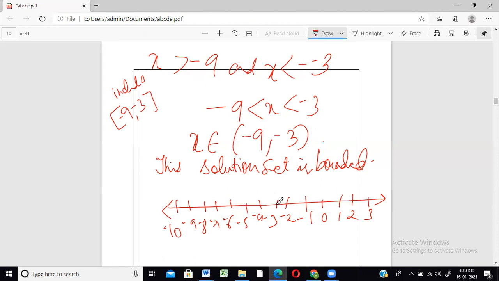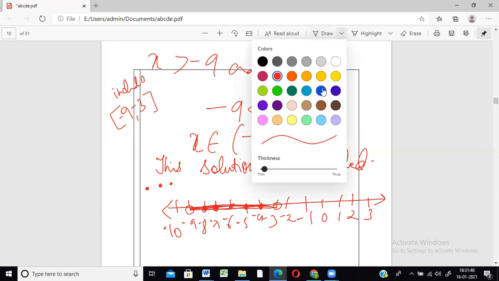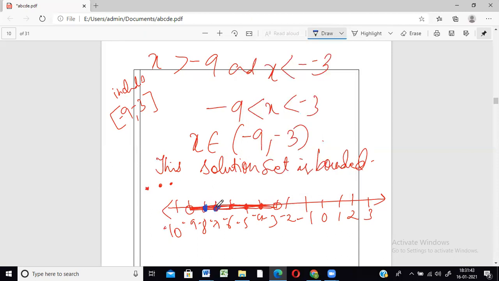And as I said in the previous sum, we will use these circles since these two are not included, and all the values which are included are these values. So these two values are not included, and the points can be dotted as I said in the first one. Whatever is included you can mark with the dark circles, like this. तो यहाँ पे भी मैंने mark किया. These values are all included, and this is an open circle because -3 and -9 are not included. Okay, it's less than or greater than, correct? So this solution set is bounded.